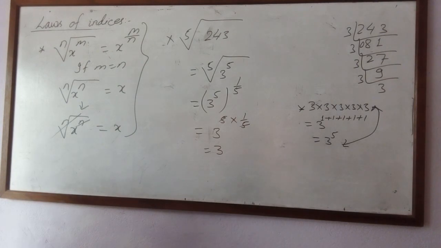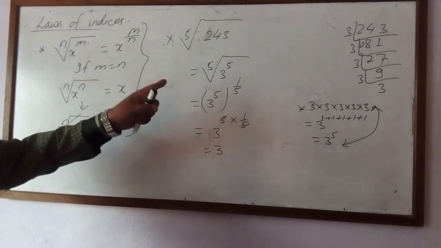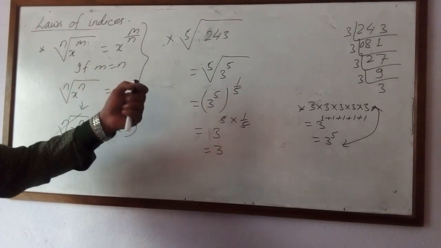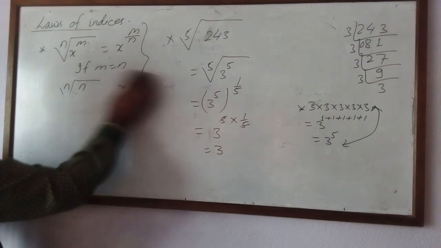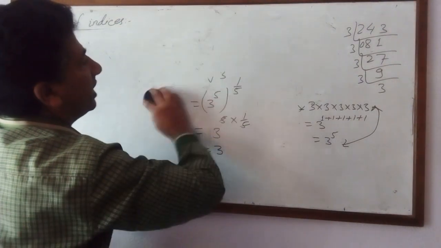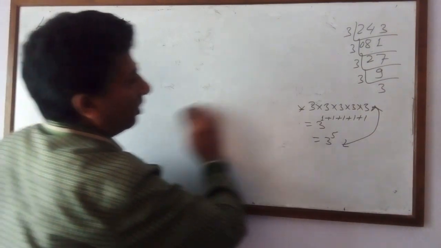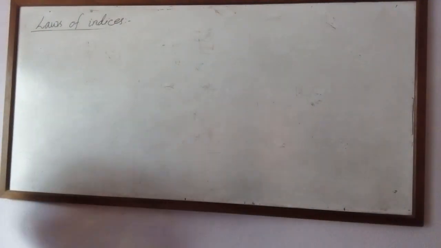Now I have explained a few important rules of the laws of indices. This is the rule of how to remove the radical sign. Now from your book you can start the exercise related to using these 5 conditions.